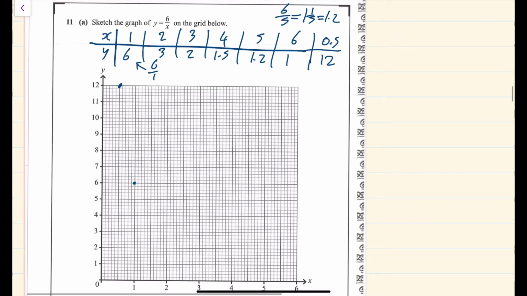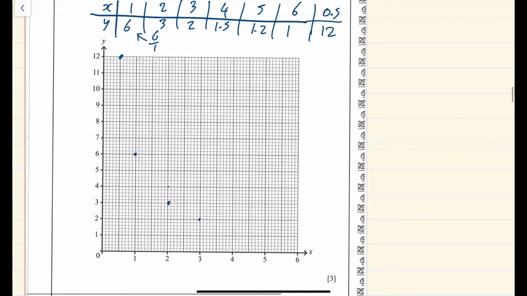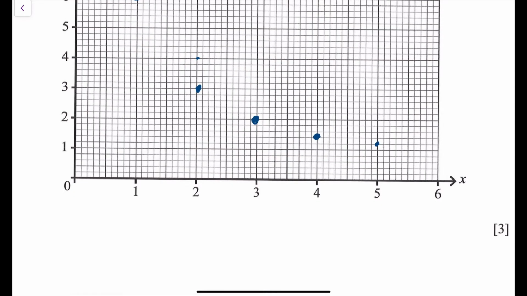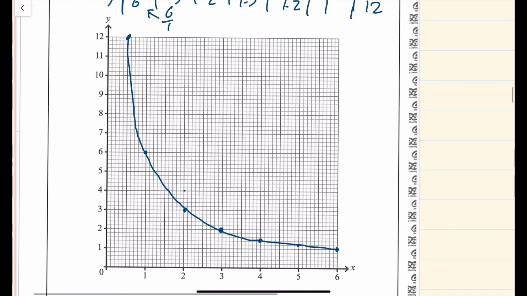At 2 I'm at 3, I should have said. Wherever 3 is here. At 3 I'm at 2. And then this is where it gets a wee bit trickier. At 4 I'm at 1.5. At 5 I'm at 1.2. So zoom in here. 1.2 would be here. And at 6 I was at 1. Okay, it's almost impossible for me to draw this out nicely, folks. Apologies. Oh, here. That's as good as I'm ever going to do on this thing, so I'll stick with that. So there we are. So that's my graph of y equals 6 over x.